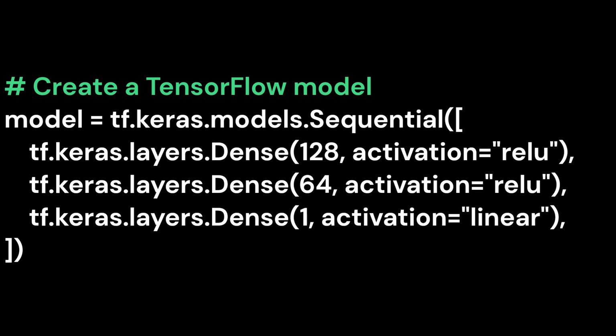This set of lines creates a TensorFlow model with 3 layers. The first layer has 128 neurons and uses the ReLU activation function. The second layer has 64 neurons and also uses the ReLU activation function. The third layer has 1 neuron and uses the linear activation function. All these activation functions help us in creating the model.